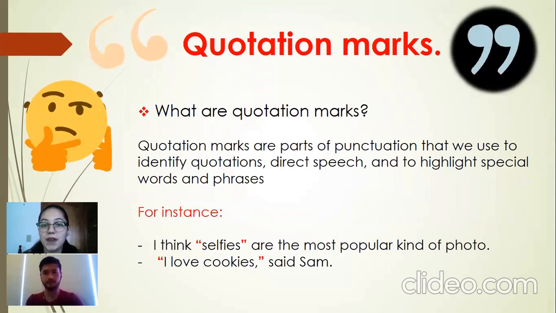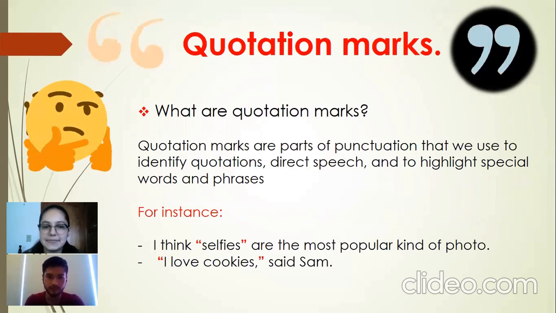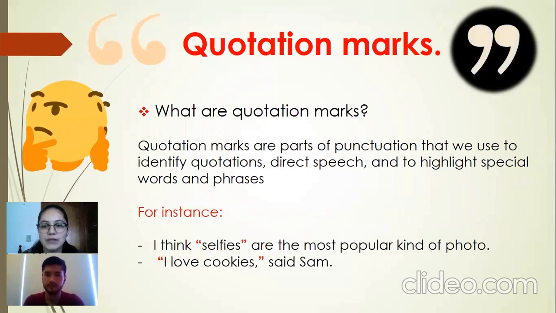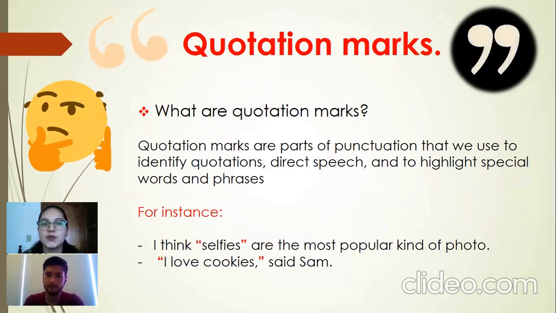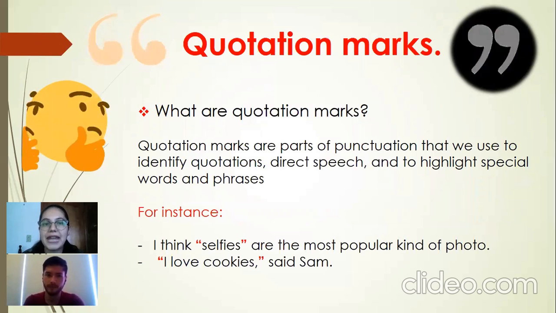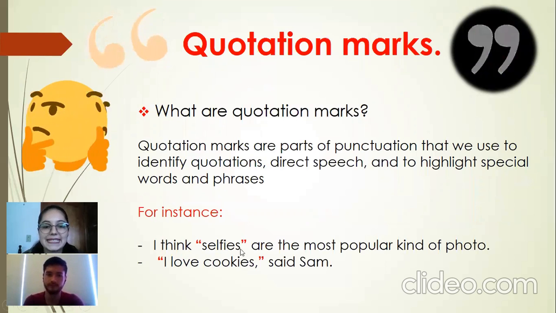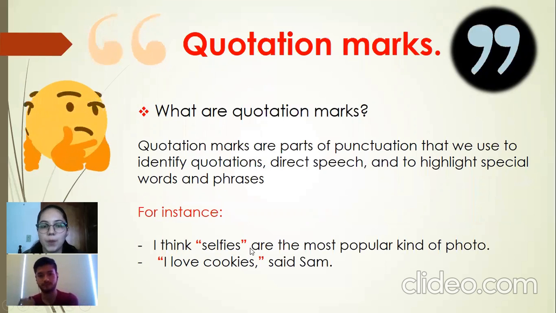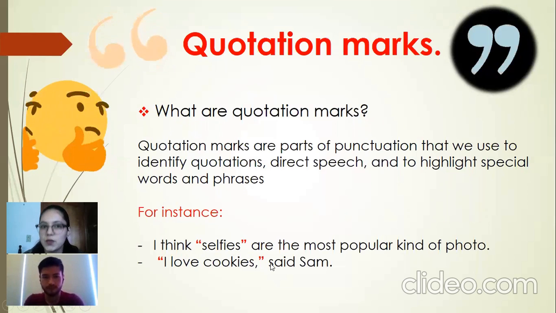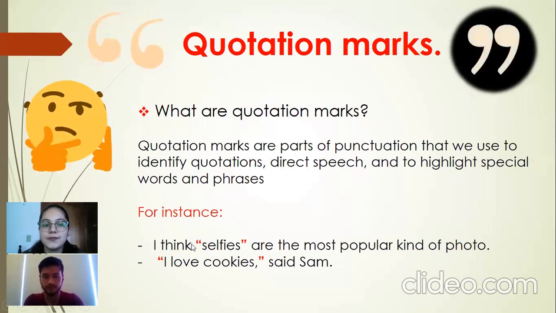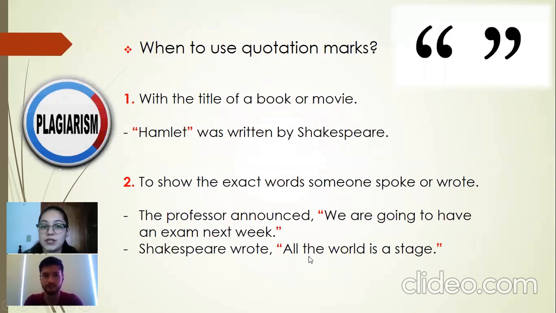What are quotation marks? Quotation marks are parts of punctuation that we use to identify quotations, direct speech, and to highlight special words and phrases. In other words, quotation marks are punctuation marks used before and after a word or set of words. For instance, I think "selfies" are the most popular kind of photo. I love cookies, except "some." As you can see, we use quotation marks before and after a word or set of words.